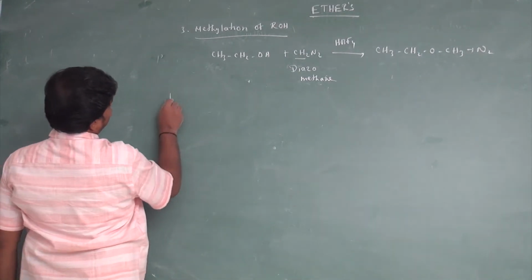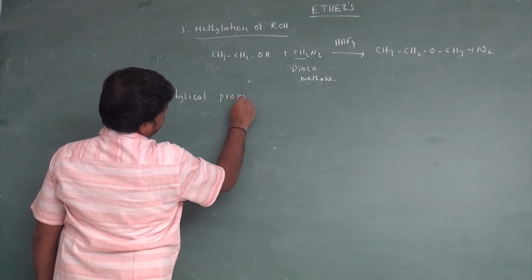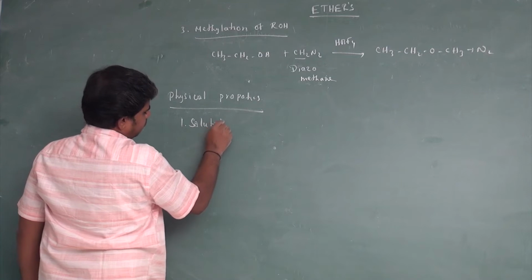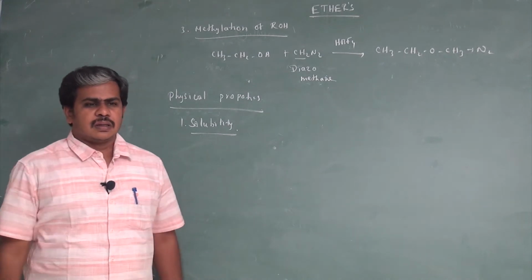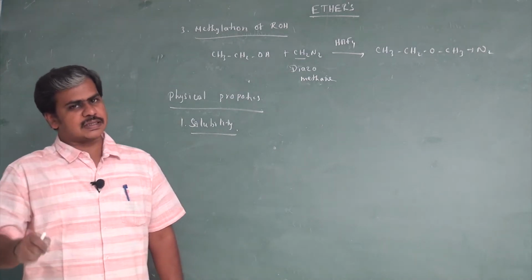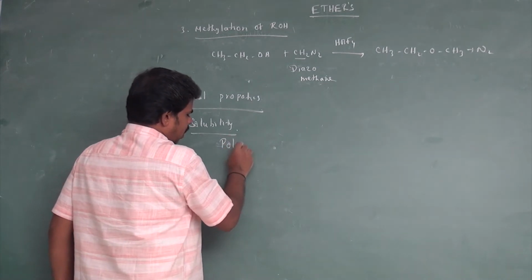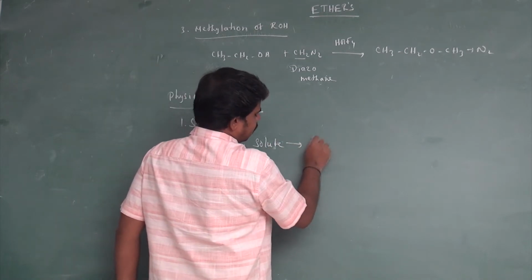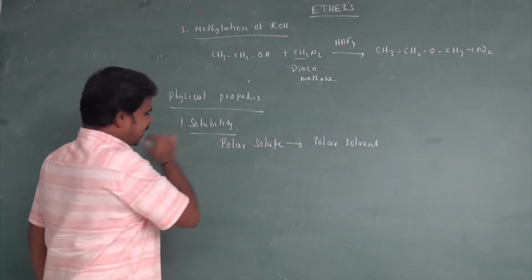Now we may take physical properties. In physical properties, the first one we take is solubility. And you know that solubility depends on whether the compound is polar or not. A polar solute is dissolved in polar solvent. Now is the ether polar or not? We want to identify whether ether is polar or not.